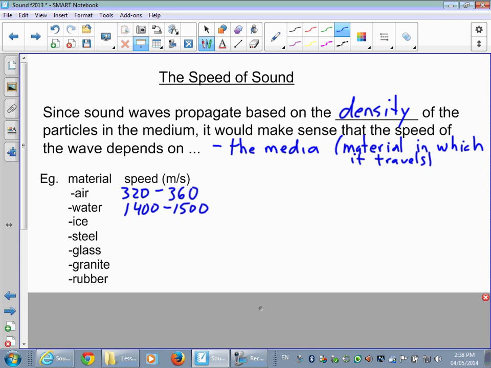So what about if we're looking at ice then? Ice has a speed of about 3,200 meters per second. So why does it move faster than the water?